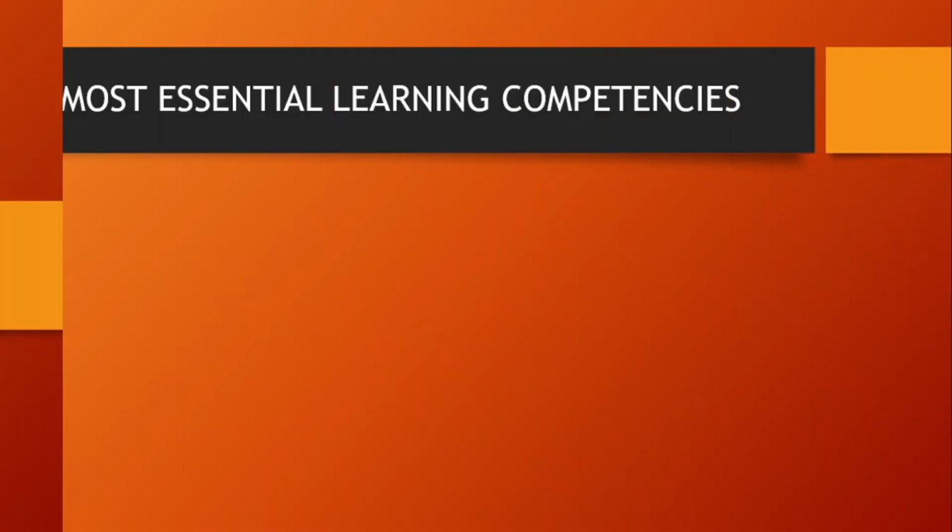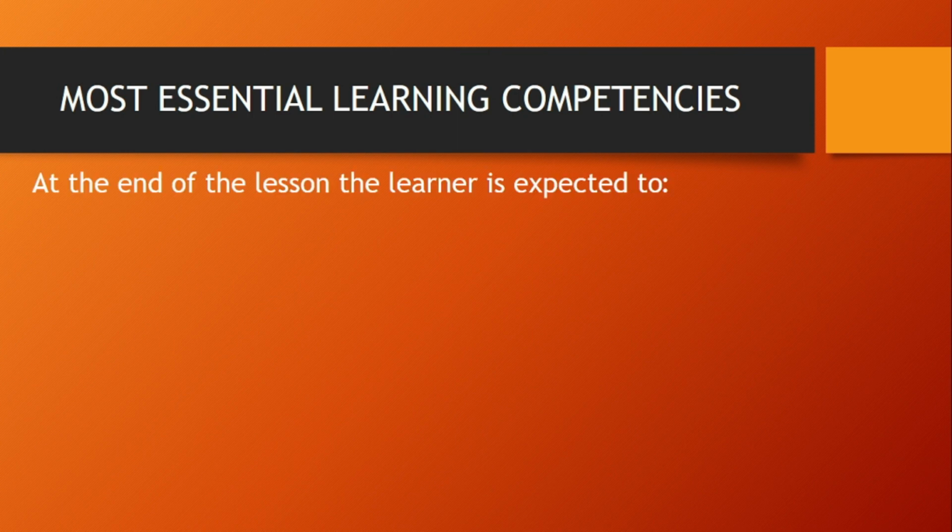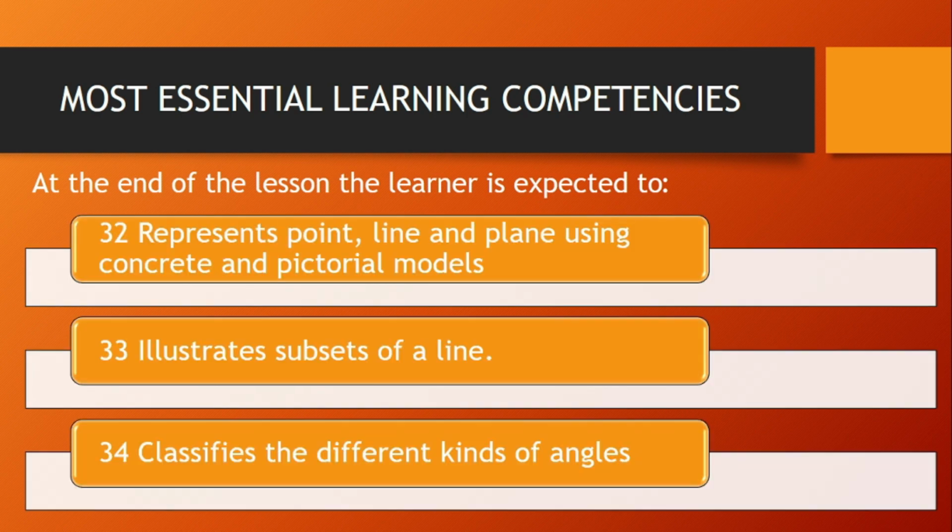Okay? So for our most essential learning competencies, at the end of this lesson, the learner is expected to, the first, represent the point, line, and plane using concrete and pictorial models. Next is to illustrate subsets of a line. And the third one is to classify the different kinds of angles.